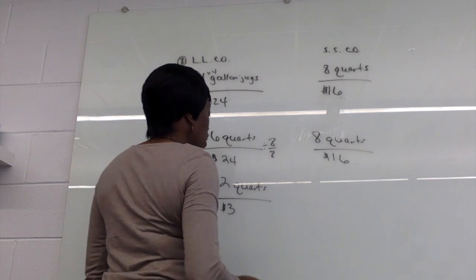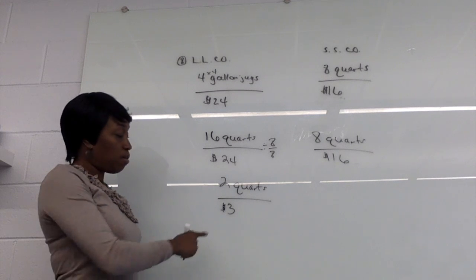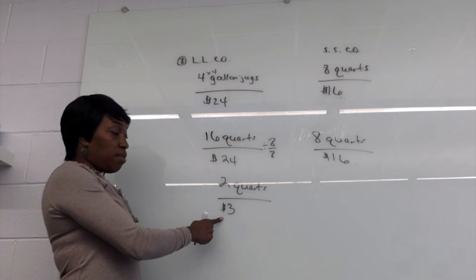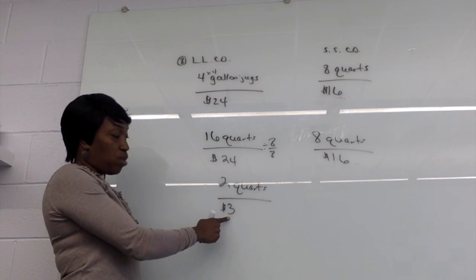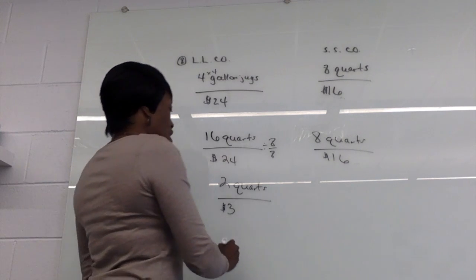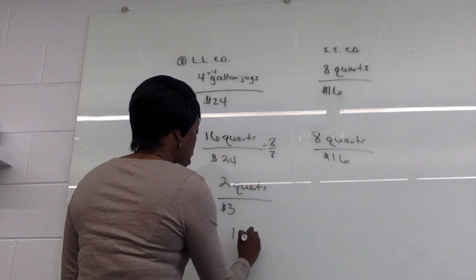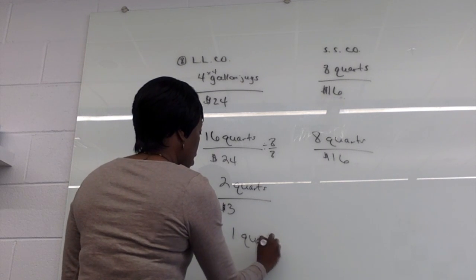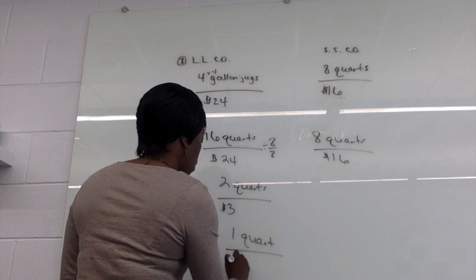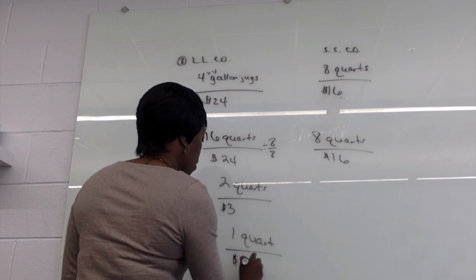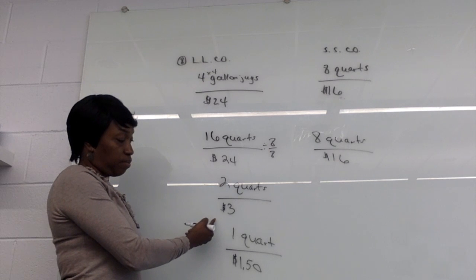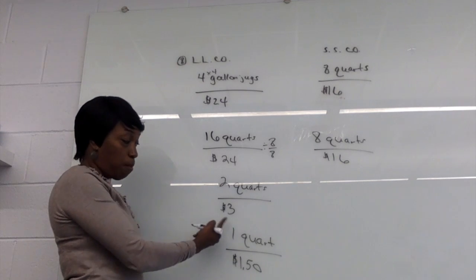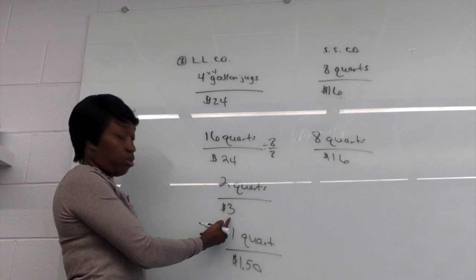Now that's still not telling me anything about the unit price because it says $3. Now I do know if 2 quarts is $3, then 1 quart would be half of $3, which is $1.50. So you simply take half of 2 and half of 3. And remember, this is not the number 3, it is the dollar, $3.